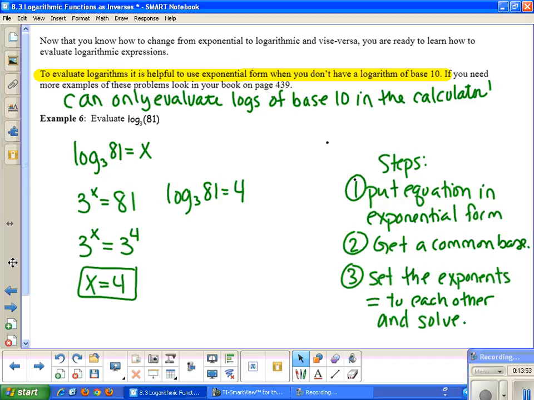And if you want to check your answer, put it back in exponential form. 3 to the fourth power, is that equal to 81? And do it on your calculator. Yes, it is, so it checks out.